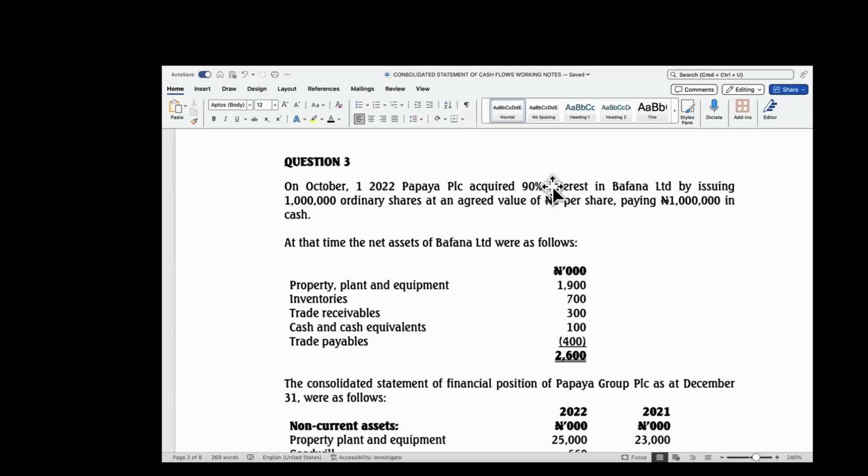Okay. We can't hear you again, really. Okay, don't worry. I think you're trying to say that if we did not pay additional money, then what will be the impact of that? So that means it will just be an inflow as acquisition of subsidiary, because we only received cash.